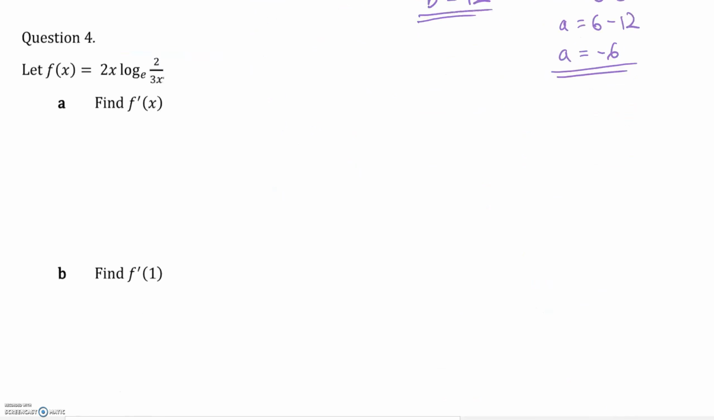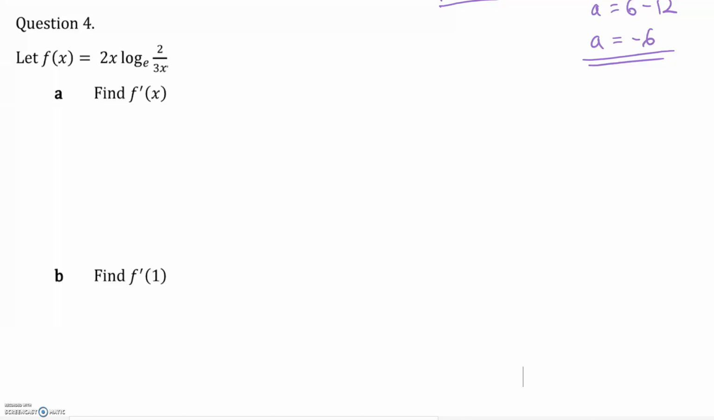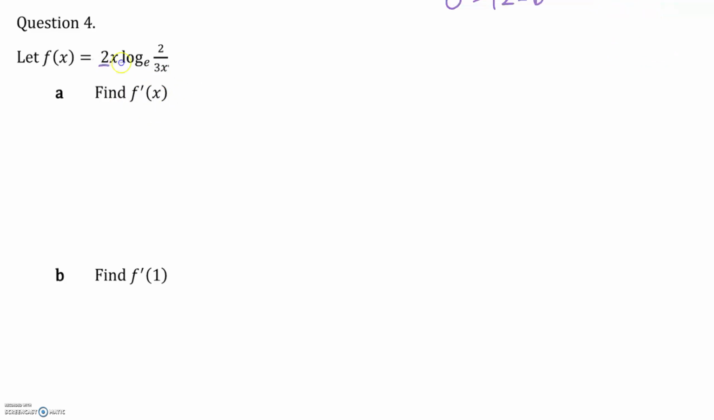So next bit, we've got a pretty obvious product rule going on here, and all it's asked us to do to start with is find f dash of x. So we've got our u is 2x and our v is over here. And so we've got u is equal to 2x, v is equal to log e 2 on 3x. Now our u dash is nice and easy, that's just 2. Our v dash, we've got to think a little bit.